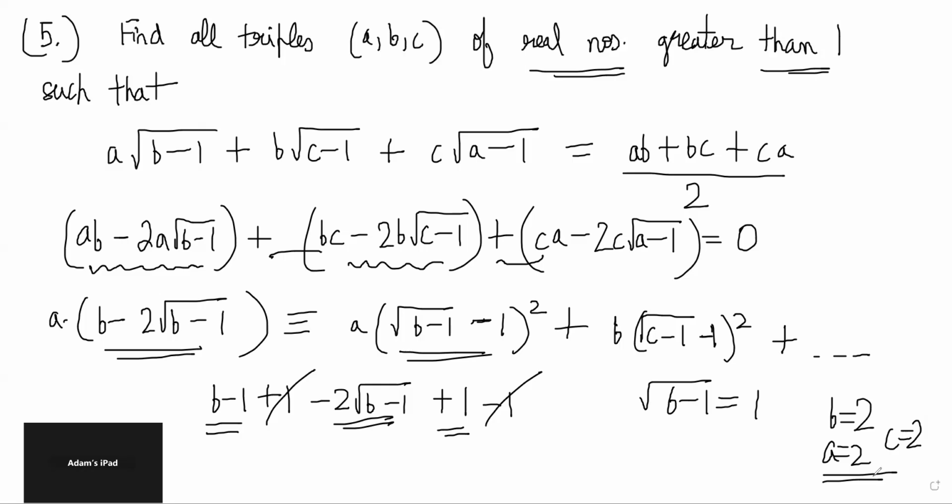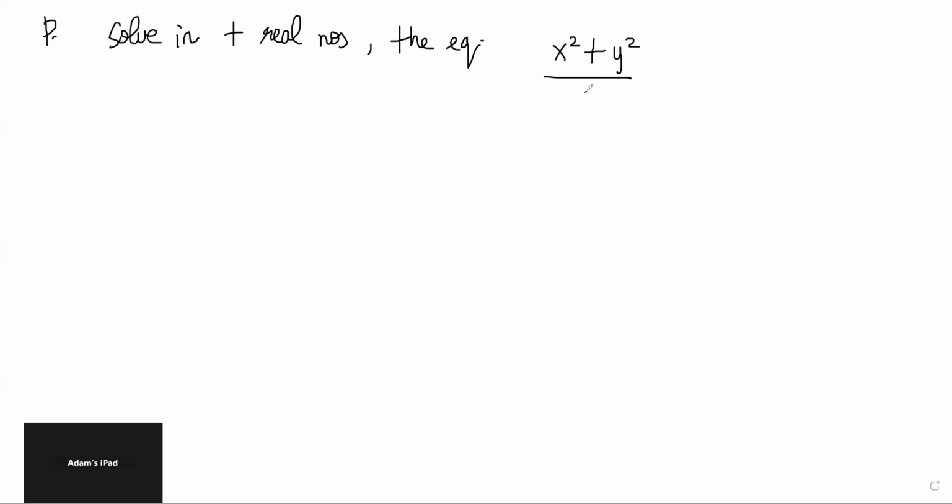Okay. So the next problem that we look at is this one. Solve in positive real numbers the equation x square plus y square by 1 plus xy is equal to square root of 2 minus 1 by xy.